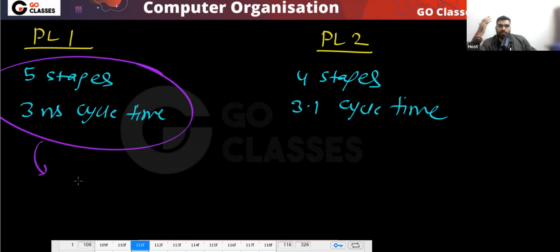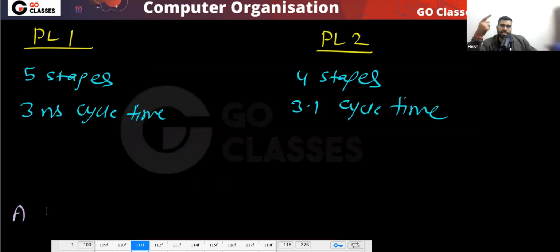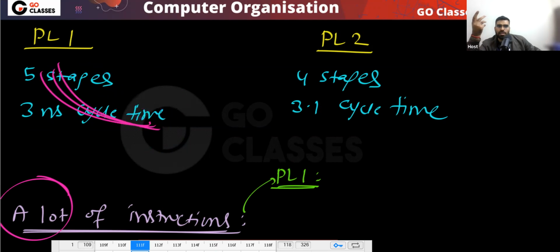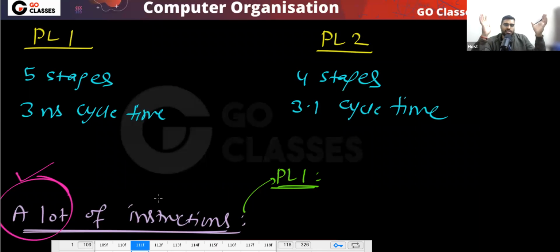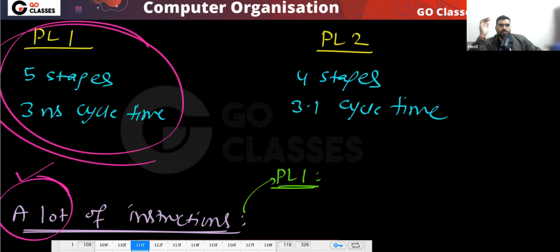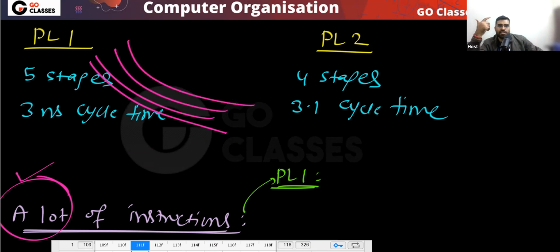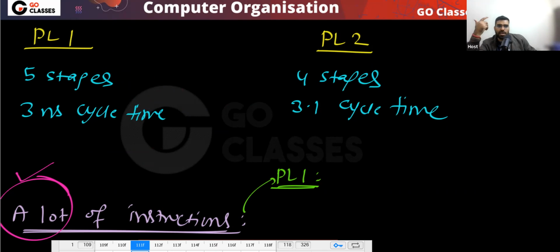When you are executing a lot of instructions, it is ultimately executing one instruction in one cycle, right? Because you have a large number of instructions, forget about the initial fill and the first instruction. Ultimately, in this PL1, one cycle, one instruction, one cycle, one instruction. So you are taking 3 nanosecond per instruction.